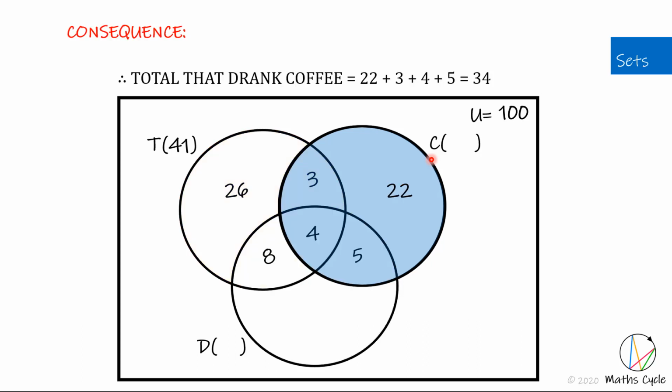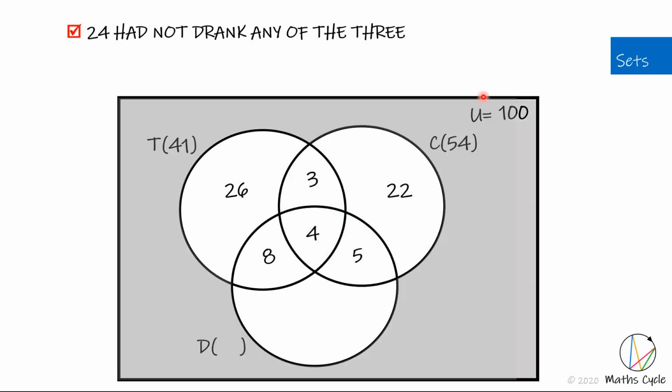Now that allows us, as a consequence, we know all of the data for the blue circle, so we can add all of those up and find out the total number of people that drink coffee. So they add up to 34. Okay. The next piece of information then was that 24 had not drank any of the 3. Okay, so those 24 that didn't drink any of the 3 have to go out into this part outside the 3 circles within the universal set.